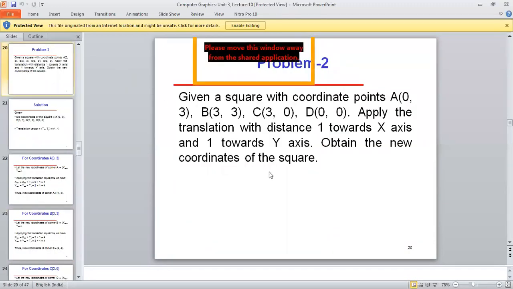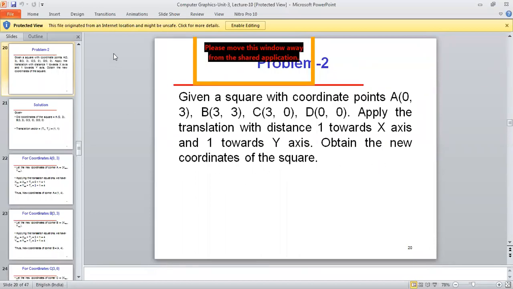Now another problem. Here you have a square with points A (0,3), B (3,3), C (3,0), D (0,0). There are 4 coordinates available, A, B, C, D. These are the vertices. First you have to draw the diagram with the initial coordinates, and after that apply the translation. Here the value of the translation tx is equal to 1, and ty is equal to 1. Obtain the new coordinates of the square.